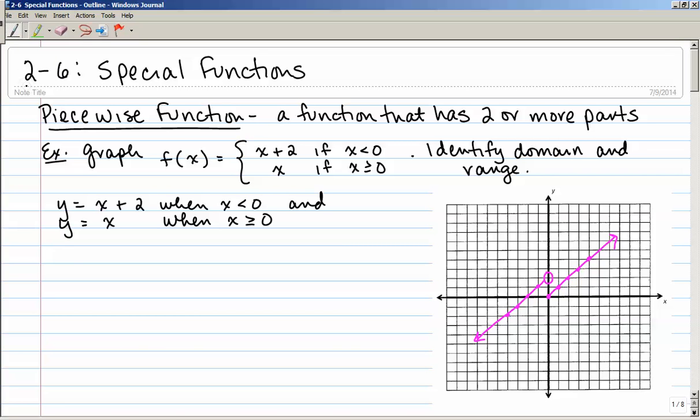The second part of this is to identify what the domain and range are. And to do this, you really just have to look at the graph. So for the domain, what can x be? X can be all real numbers. X can be any number. And then what can the range be? What's the range? What can y be? In this case, y can be anything. So my range is also all real numbers.